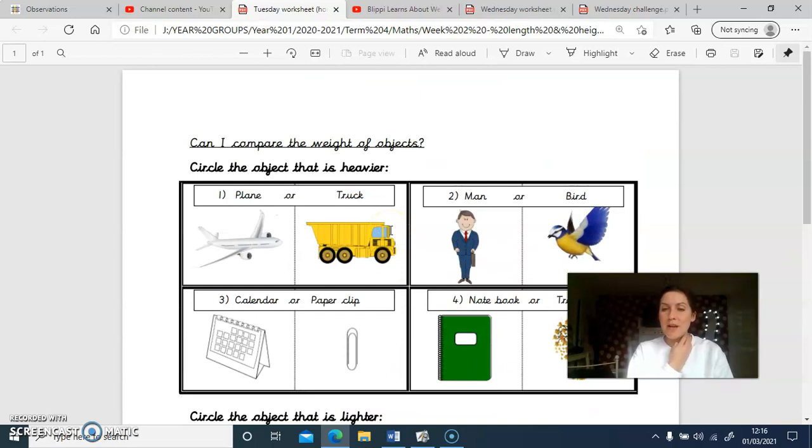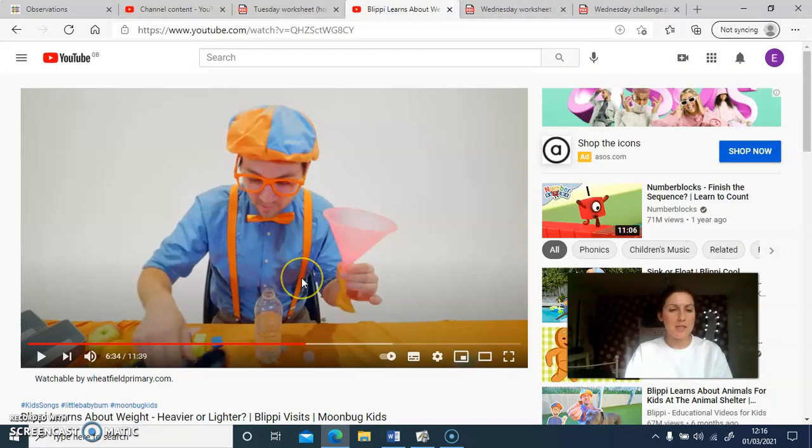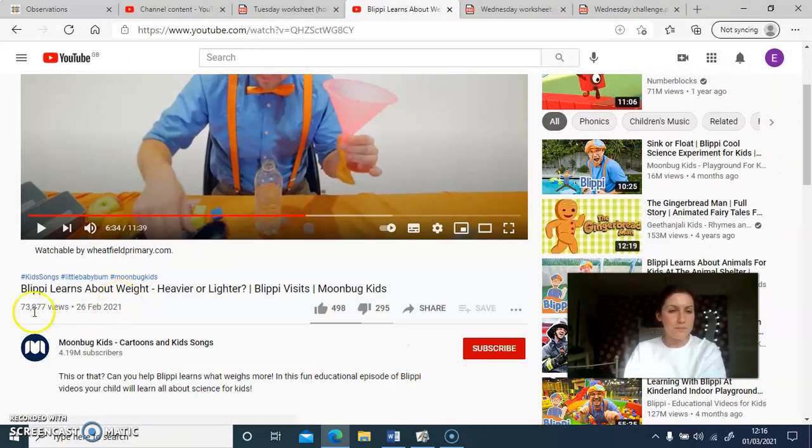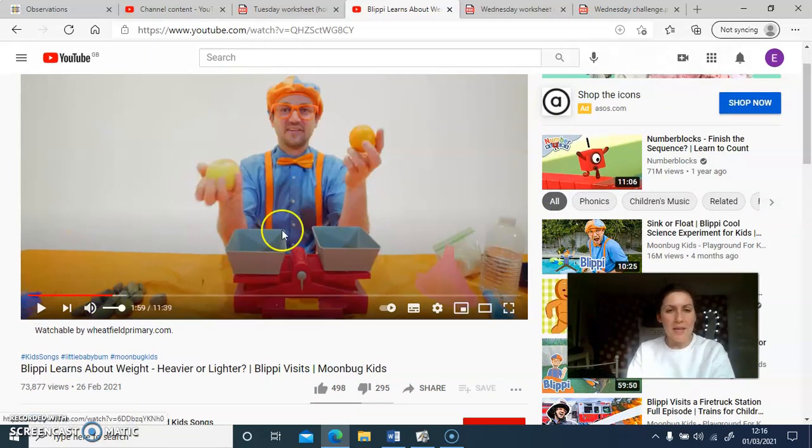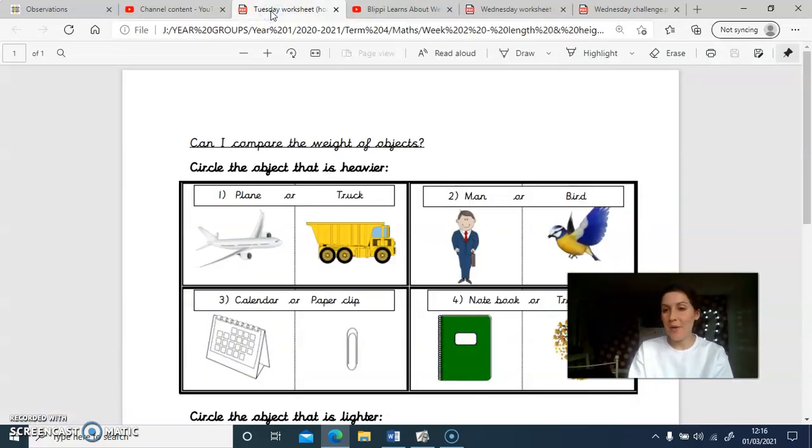There is then also a really lovely video by Blippi, which is 11 minutes long. It's just called Blippi Learns About Weight, Heavier or Lighter. And as it goes along, he weighs, like you can see here, an apple and an orange. And then I'd like you to, if you want to, you don't have to, guess which will be heavier or lighter, and then see if you are correct. I just thought it was a nice, different way to continue your learning today. So your main activity is the sheet, and then if you'd like to, you can also watch Blippi and predict if it's going to be lighter or heavier.